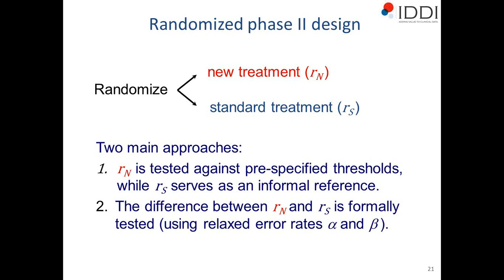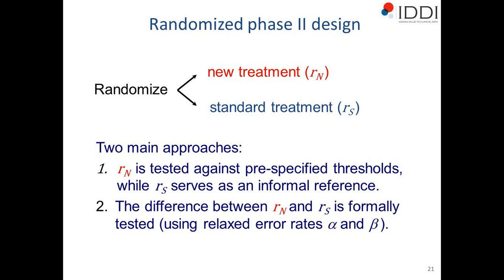The first approach is, in fact, as I just explained, to test the response rate of the new compound against pre-specified thresholds. And in that case, the standard treatment arm, which is a randomized control, just serves as an informal comparison, an informal reference, just to see if you are within the range that you expect as far as response rate in this particular patient population.